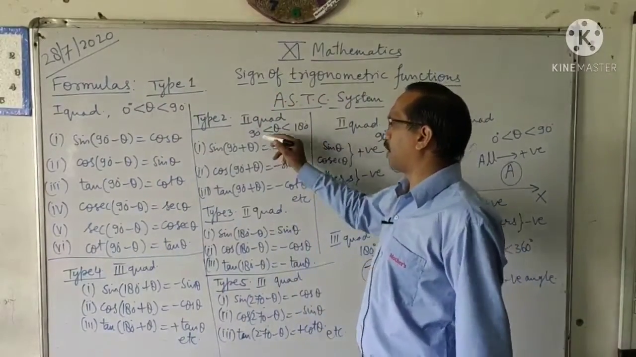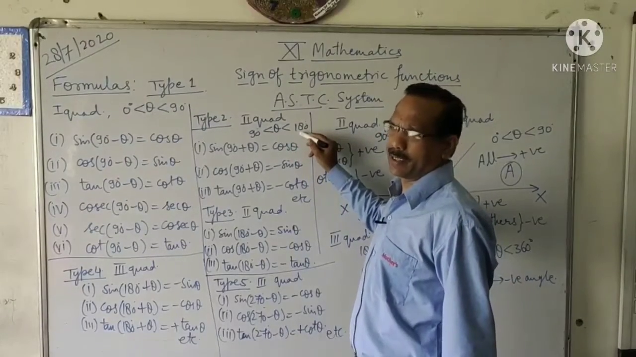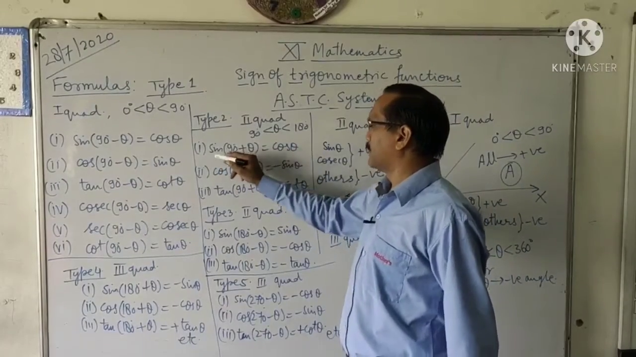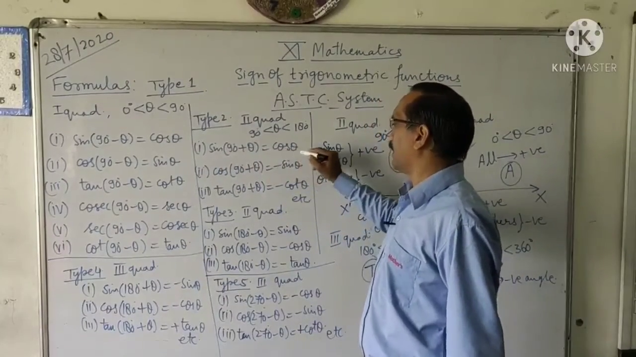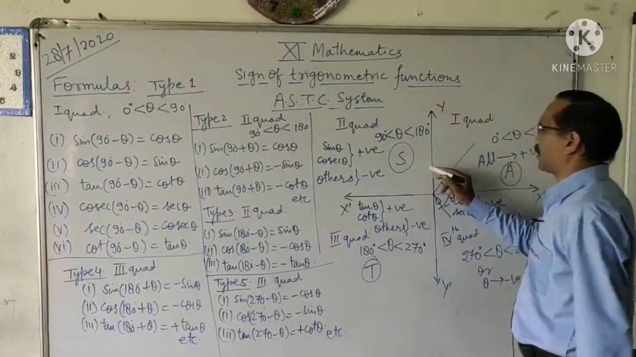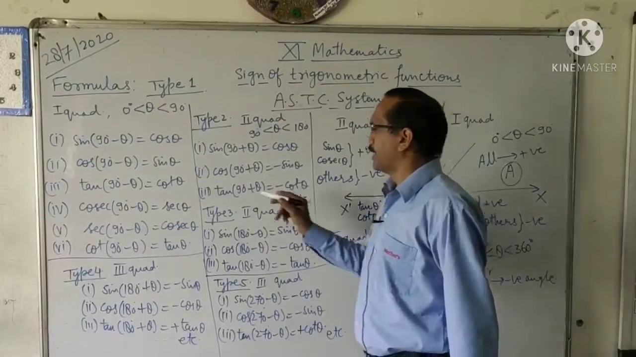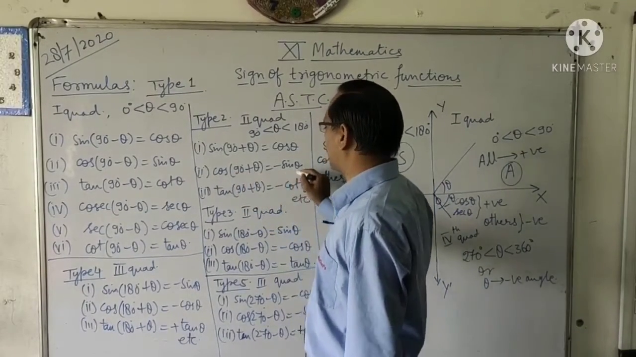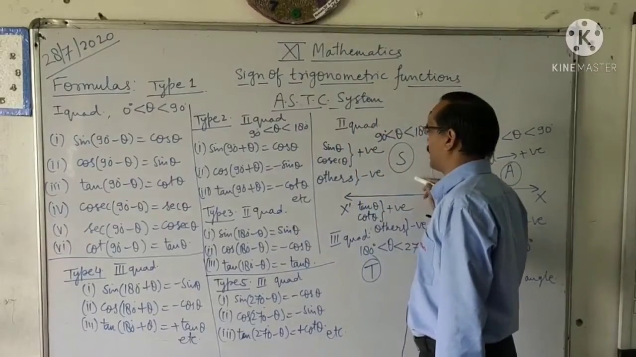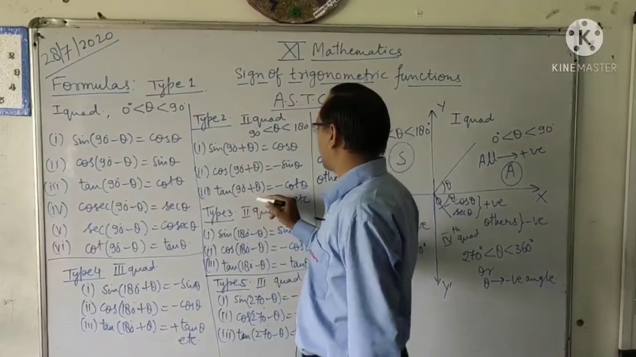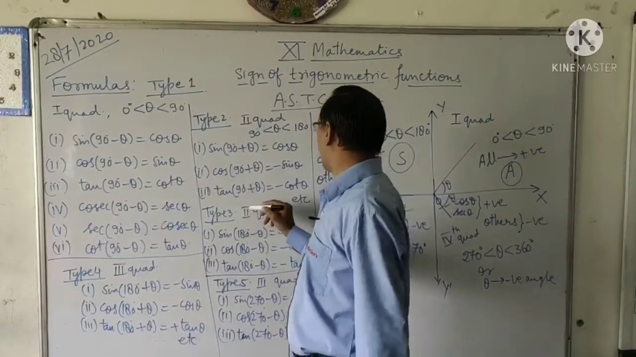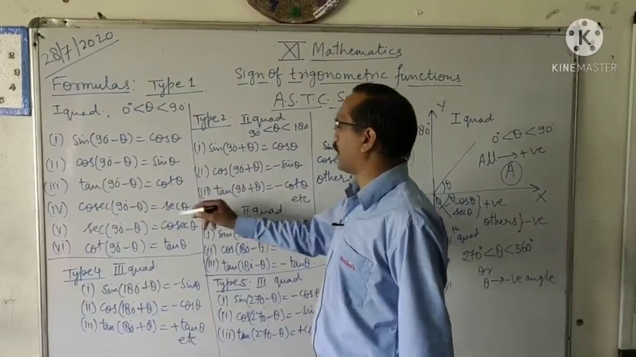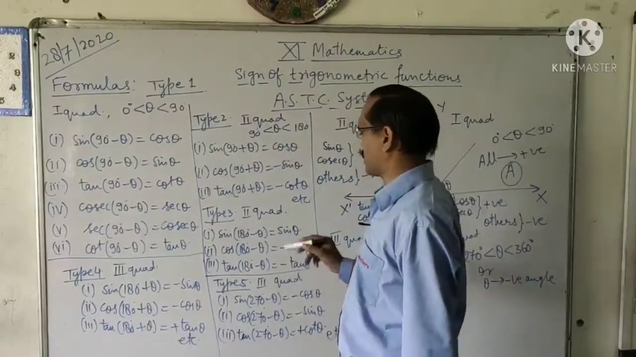Now, in the second quadrant, theta is less than 180 degrees and greater than 90 degrees, and the formulas are like this. Sin(90 plus theta) is plus cos theta, because in the second quadrant sin is positive. In formula number 2, cos(90 plus theta) is minus sin theta, because in this quadrant cos is negative. Tan(90 plus theta) is minus cot theta, and similarly we can write formulas for cosec, sec and cot also.